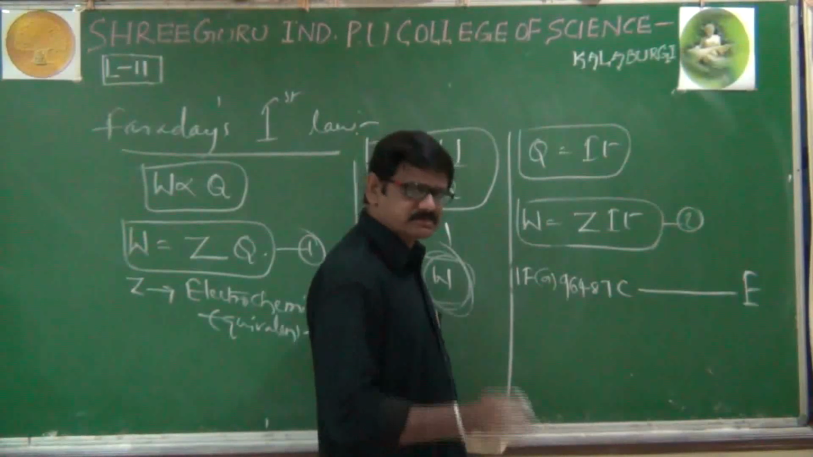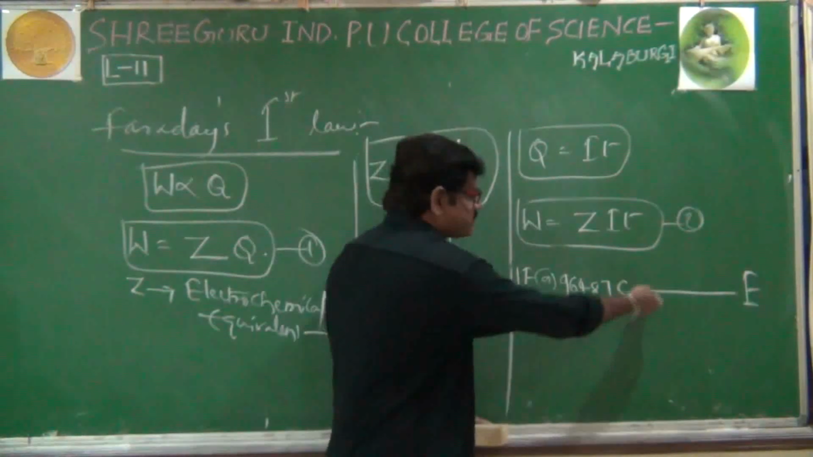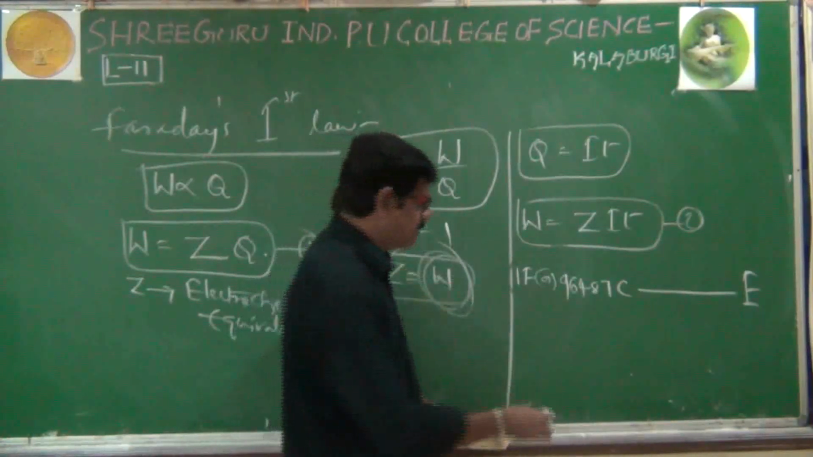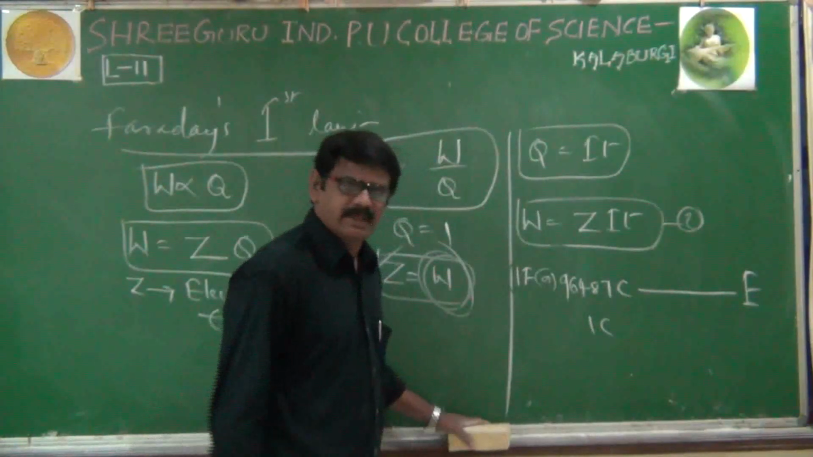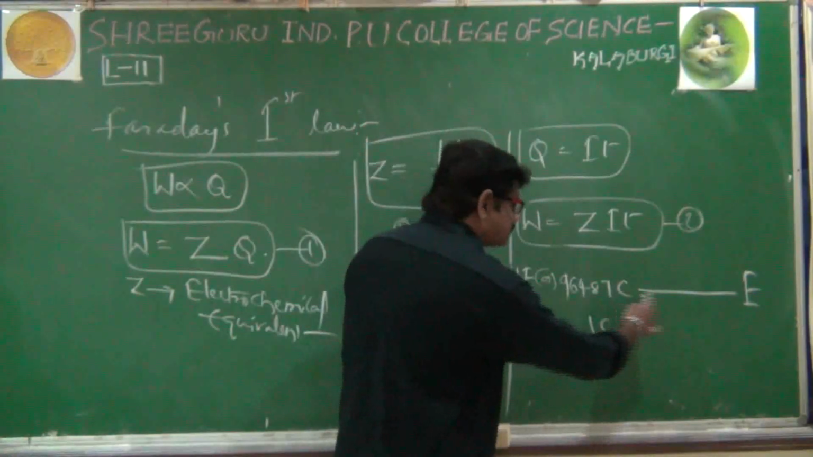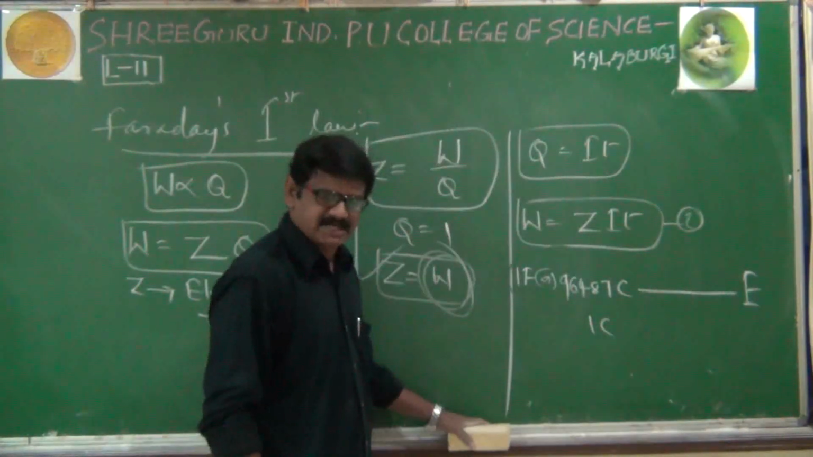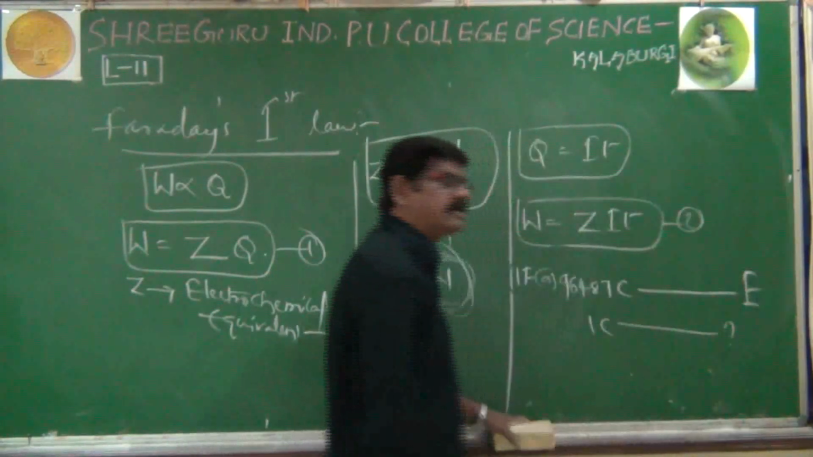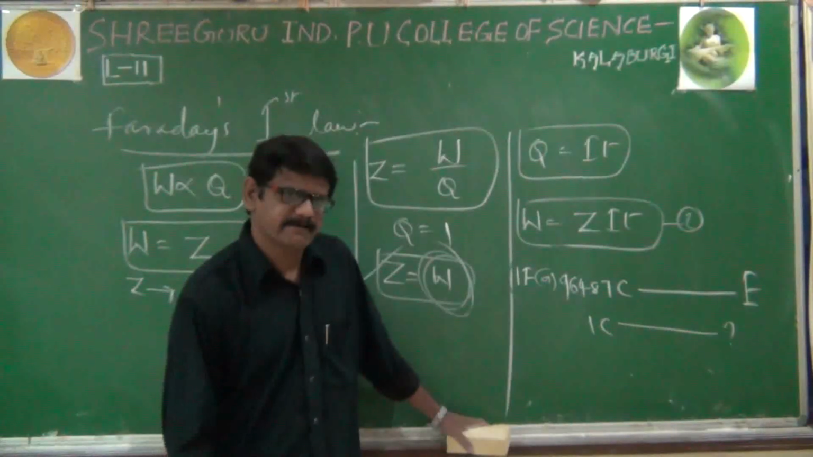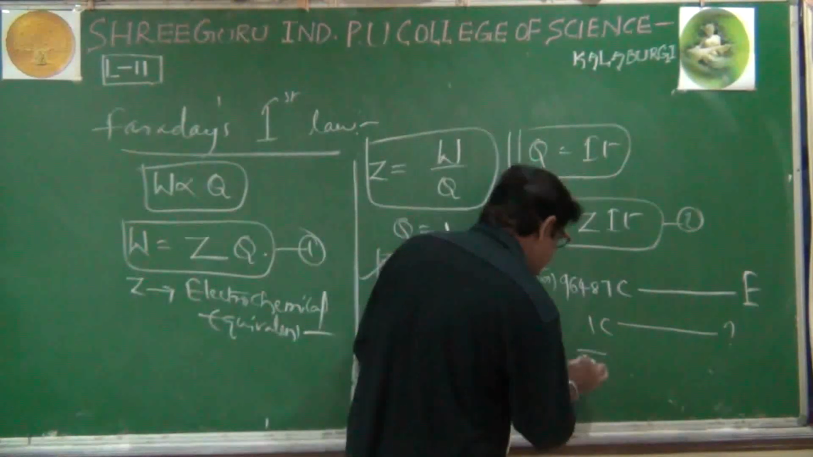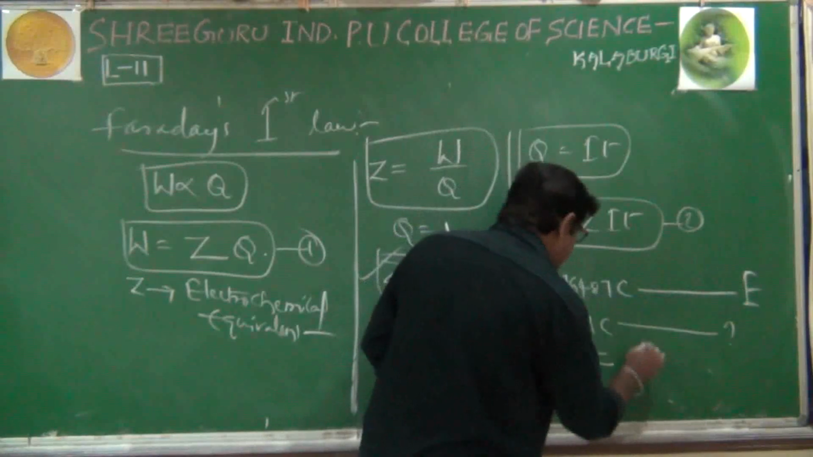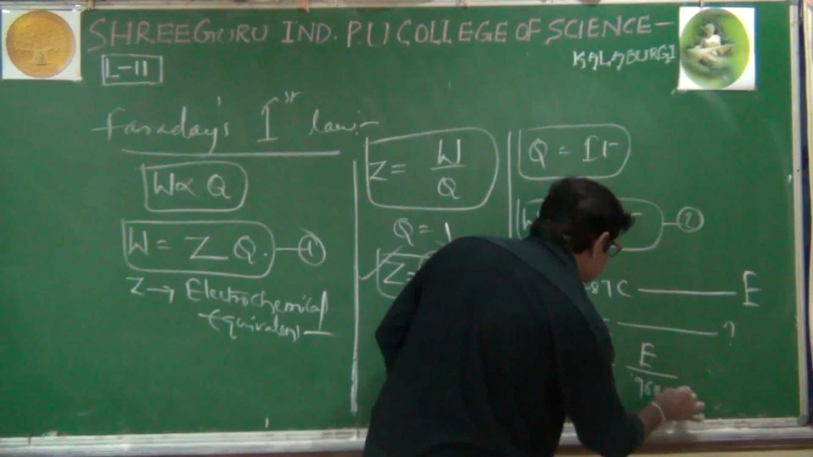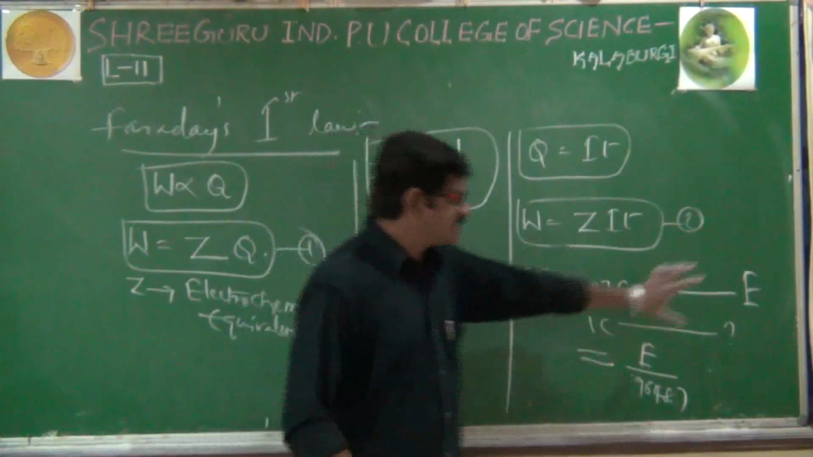Next, I am not sending 96,487 coulombs. I am just sending 1 coulomb of current. For 96,487 coulombs, E is the amount of substance deposited. If you send only 1 coulomb of current, how much substance is deposited? That is just a mathematical operation: 1 into E, that is E divided by 96,487. That's all.